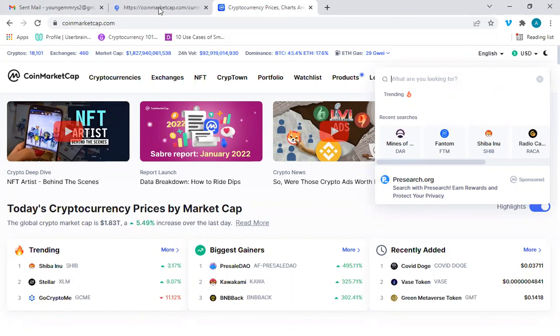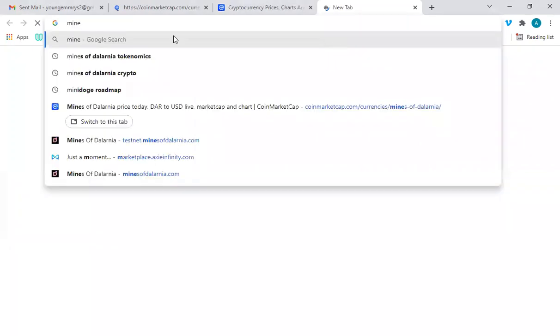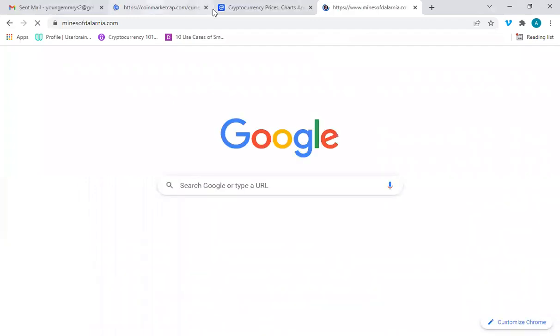Understand? I'm waiting for this to load. Okay, this is it. Let me just show you their website. I've already explained this in the video. Let me just show you the website. I hope it loads very fast. So while it's loading, let's just move on. So we get back there, right?